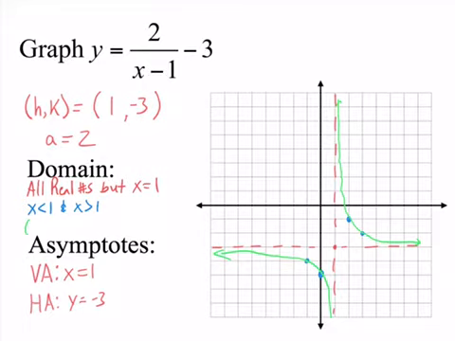Or you could use interval notation, which is saying I go from negative infinity to 1, and from 1 to infinity.